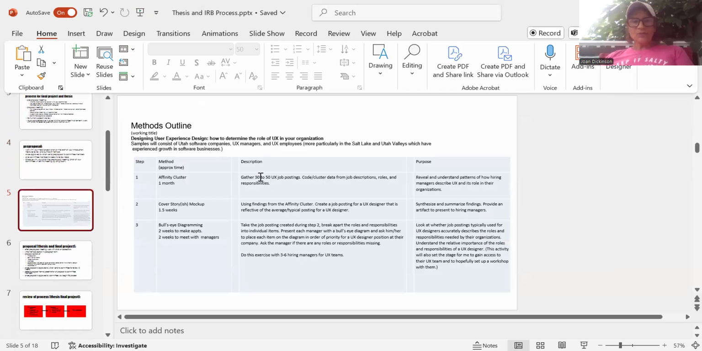So this next slide is just showing you an outline method that you could use for the methods in the pre-proposal. You're going to see the method, a description, and the purpose. In other words, why this individual is using this particular method. And this could potentially work for the pre-proposal meeting.